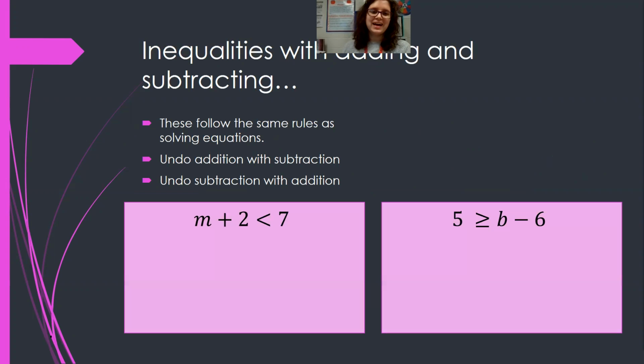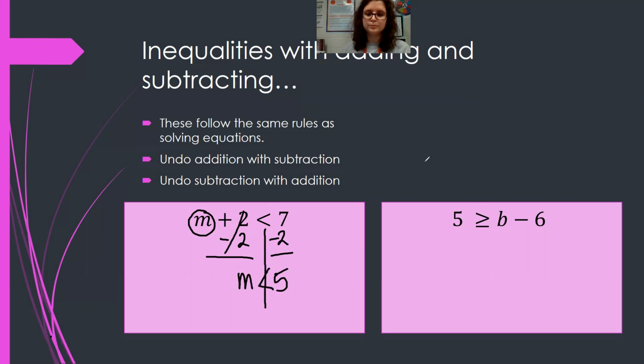So inequalities with adding and subtracting. These follow the same rules as equations. We will undo addition with subtraction, and we will undo subtraction with addition. So let's look at our first example. Like with our equations, we want to circle our variable and split our two sides so we know where we're working. I'm going to undo addition with subtraction. 7 minus 2 is 5, so m is less than 5.